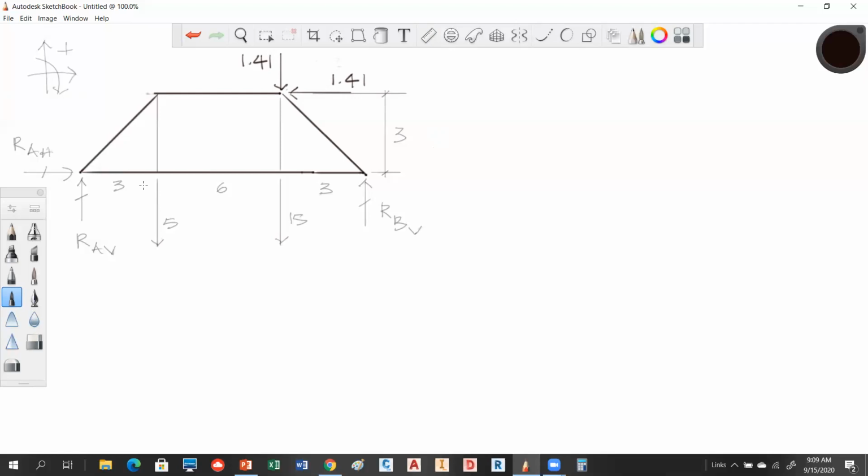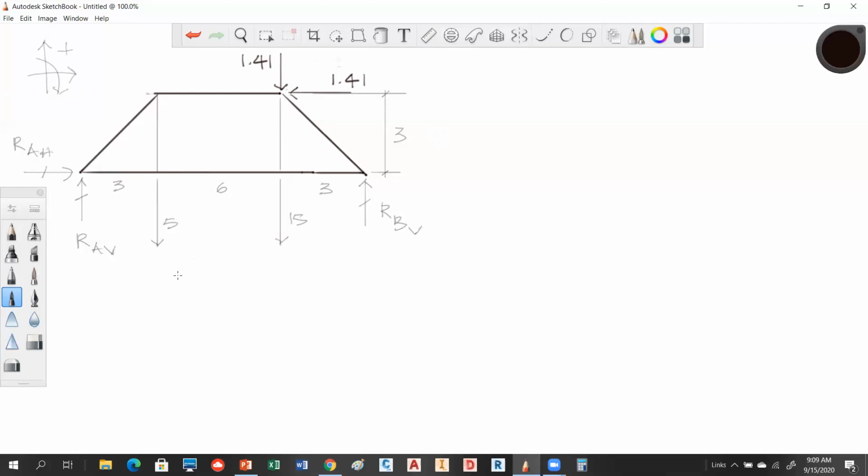And it's truly a non-concurrent system because this guy makes it non-concurrent essentially. Otherwise, you just have a parallel force system. So parallels are really, really similar to the non-concurrents. All right, so we're going to start out.